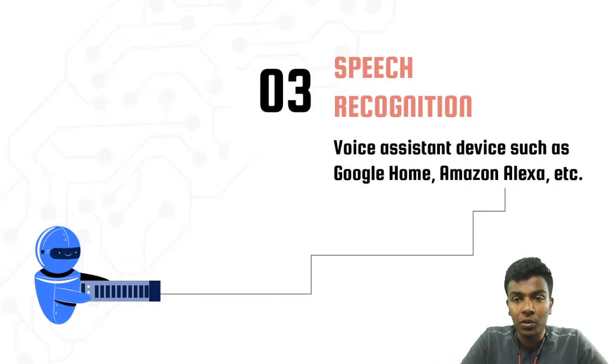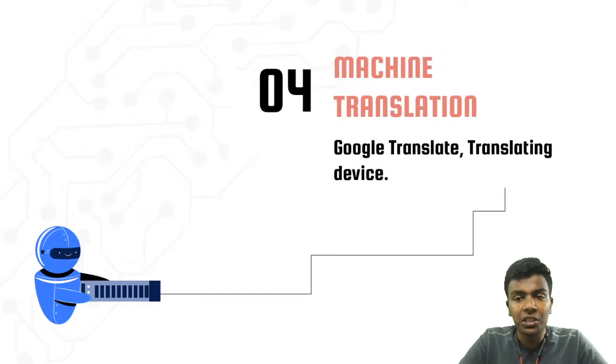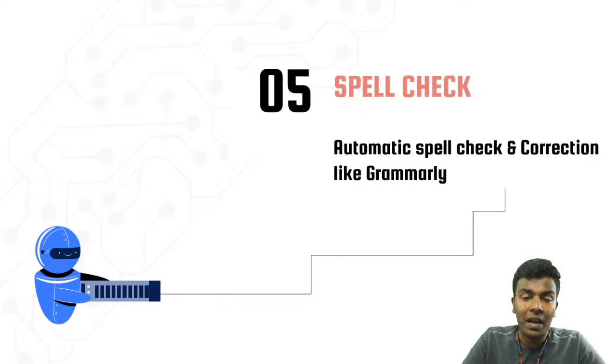Okay, so that's up to the speech recognition. And machine translation, I hope you guys have used Google Translate and translating devices out there, which is used to identify the real exact meaning of the first word and then the second word, from one language to another language. Google Translate is very helpful. So that kind of process development can also be done with the help of NLP.